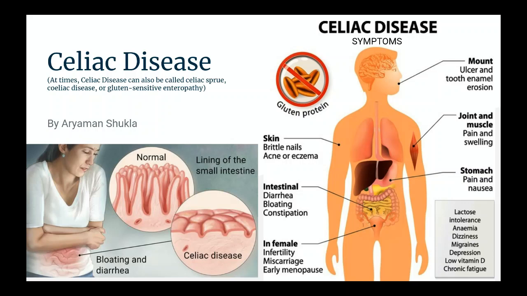Hi, our topic under digestive disorders is celiac disease. So what is celiac disease? It is an immune reaction to eating gluten, a protein found in wheat, barley, and rye. Unlike gluten intolerance, celiac disease causes long-term damage to the lining of the small intestine.